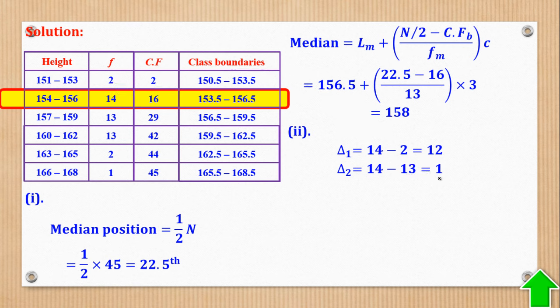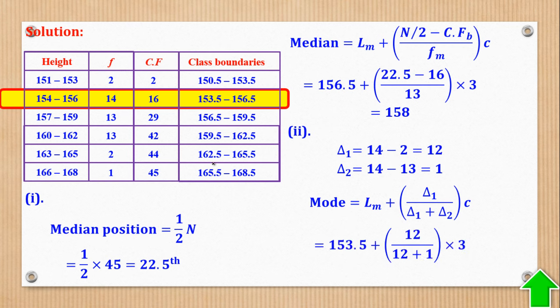After getting D1 and D2, you can now quote the formula and you substitute the lower class boundary of the modal class. D1 is here. D2 is here. C is 3. Then you use a calculator to get the answer. So when the decimals are many, we round off to 4.